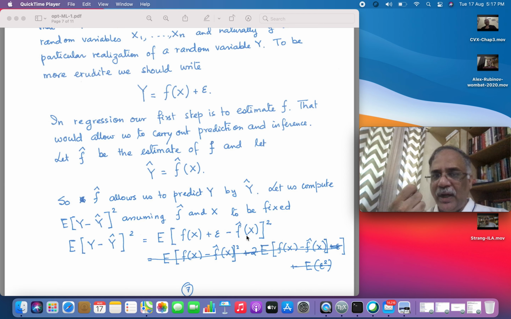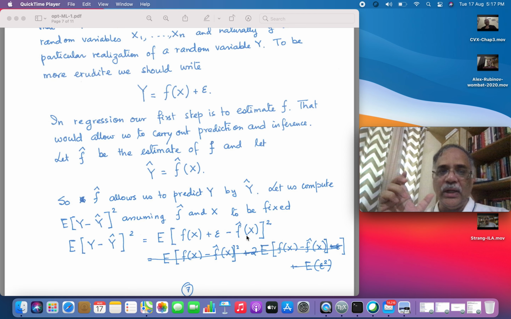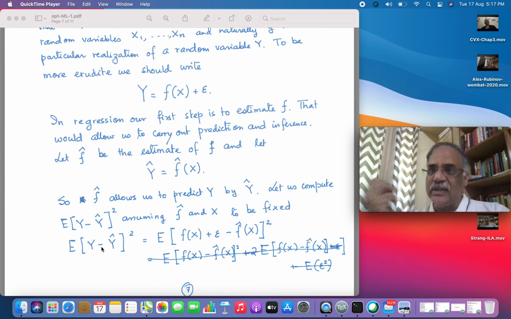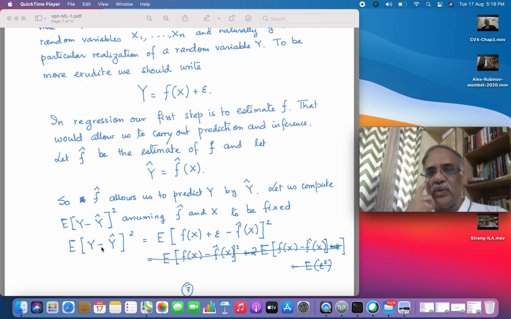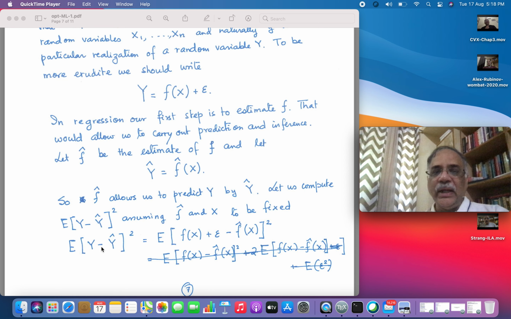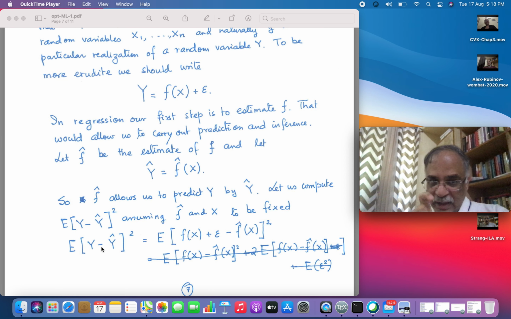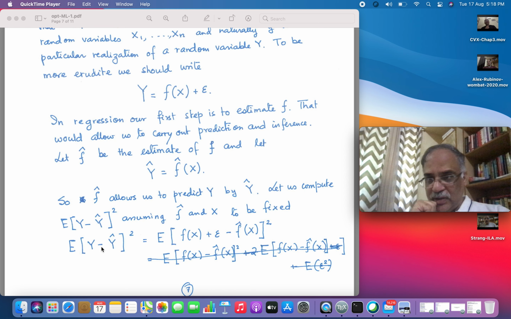So f hat allows us to predict y by y hat, and then we have to see what is the expected error, because now we know that these are all random variables. No data that you get in real life is deterministic data in general. Most of the data are realizations of some random variables. So essentially those data are the random sample in most cases. So y minus y hat, the expected value of the square of this, the square error, that needs to be figured out first. That is, if I have constructed this function f hat to estimate f in this process which you call regression.